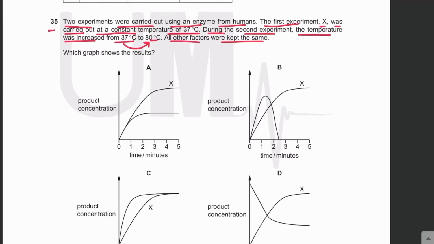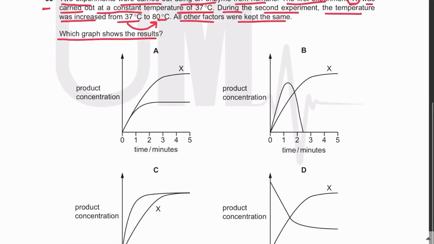Right. So in the second experiment, they have increased the temperature from 37 degrees Celsius to 80 degrees Celsius during the experiment. And in the first experiment, which was the experiment X, they kept the temperature constant at 37 degrees Celsius. Which graph shows the results? Now guys, look at these graphs. There is product concentration on the y-axis and time on the x-axis.